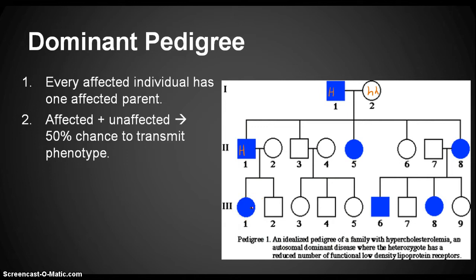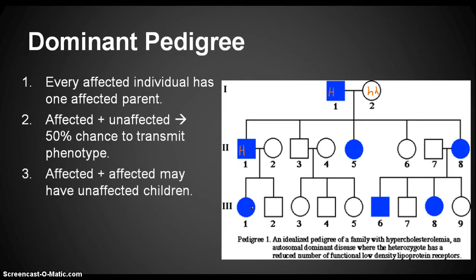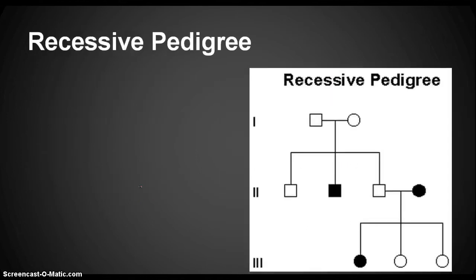The third thing about dominant pedigrees is that if we have 2 affected individuals that get married and mate, they may have unaffected children. They don't have to. We could have 2 heterozygous parents. If this person was heterozygous and this person was heterozygous, then there's a chance that a child might not be affected with this disease. Now with recessive pedigrees, we're going to work backwards again.